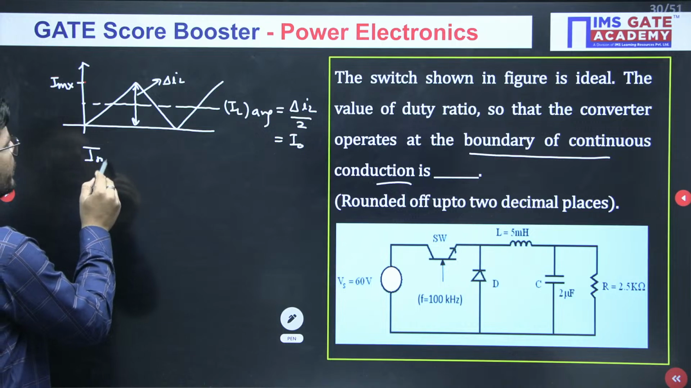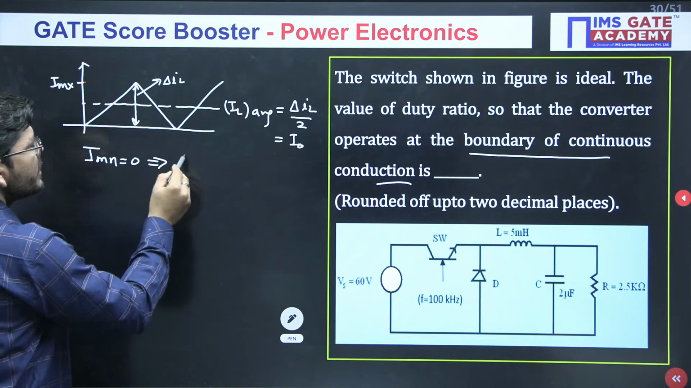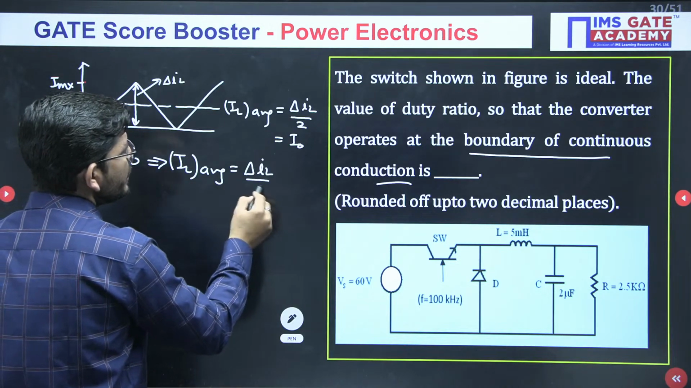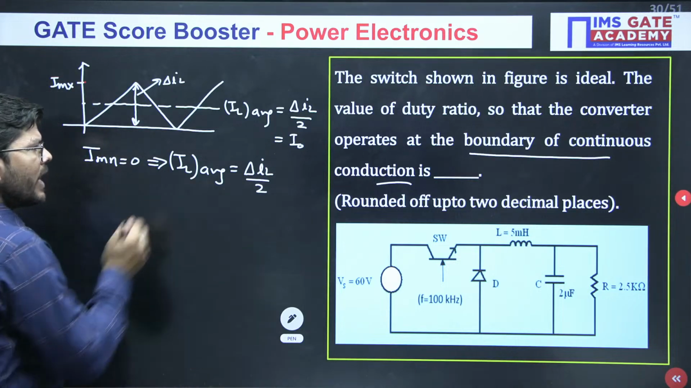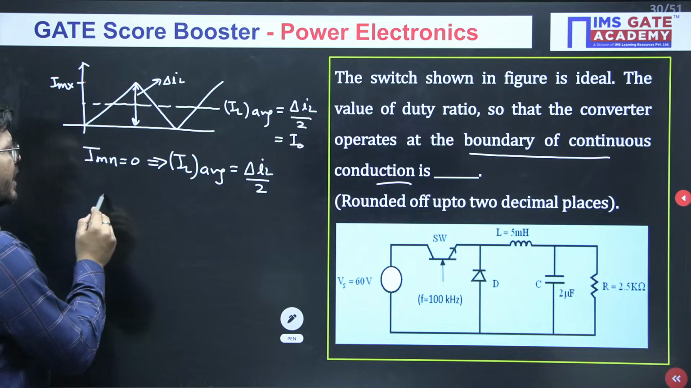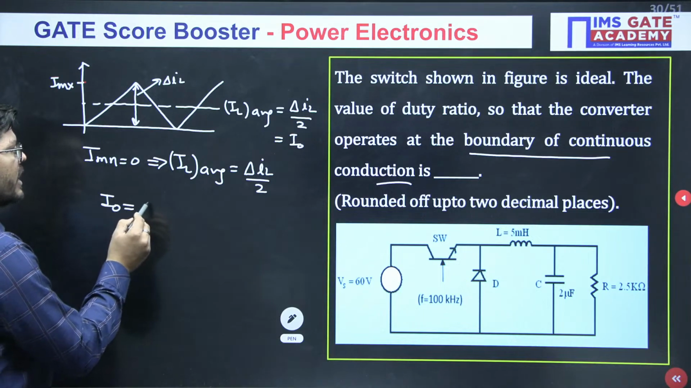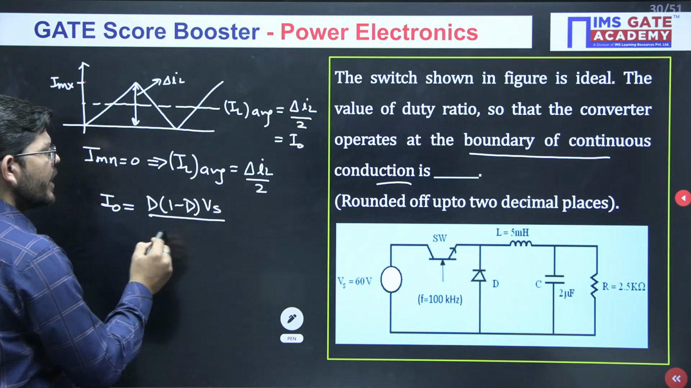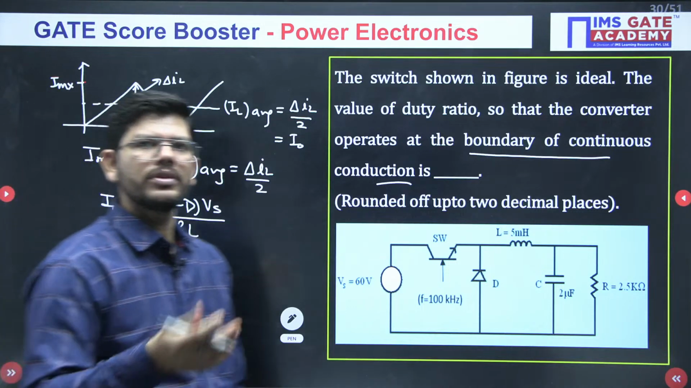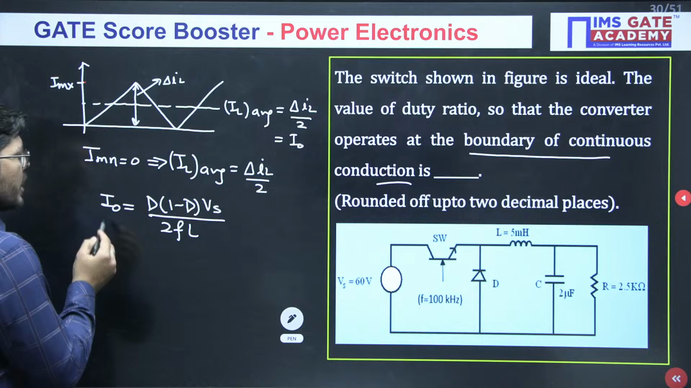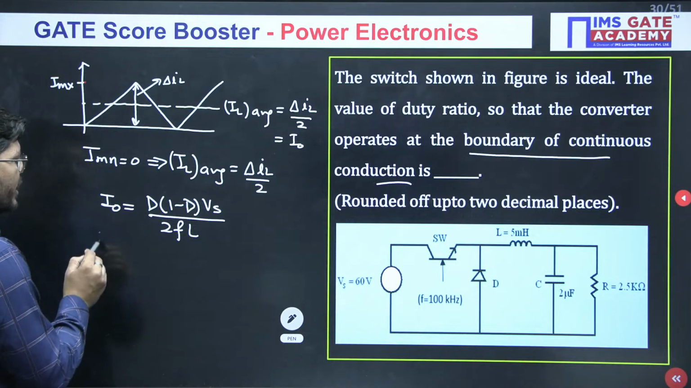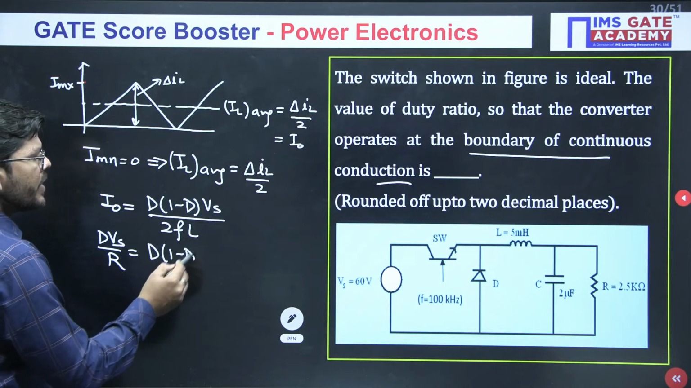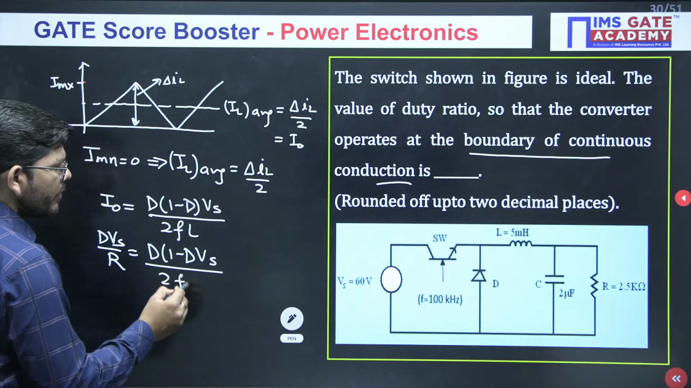That means you have I minimum equal to 0, or we can say that IL average is equal to delta IL by 2. If we apply this condition, what is the value of IL average? IL average is equal to I naught. Delta IL is equal to D(1 minus D)Vs over FL. You will apply this expression many times so that you can remember it as well. Now what will be the value of I naught? I naught can be written as dVs over R, which equals D(1 minus D)Vs over 2FL.